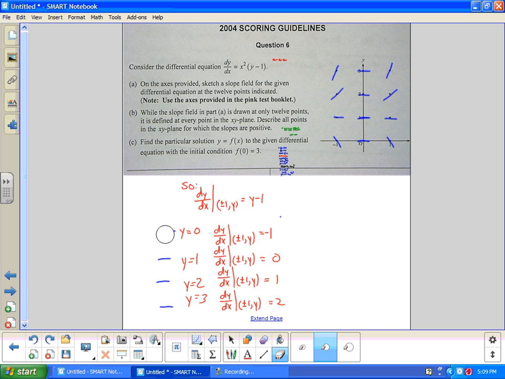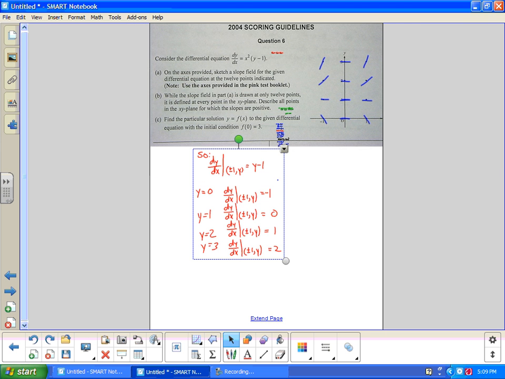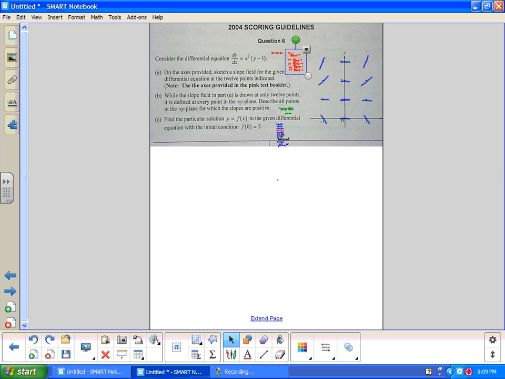All right. So now, part B. Get that up here. So there's my slope field. While the slope field in part A is drawn only on 12 points, it is defined at every point in the xy plane. Describe all points in the xy plane for which the slopes are positive. All right. What you have to catch here is that this is division. It's dividing up the plane.